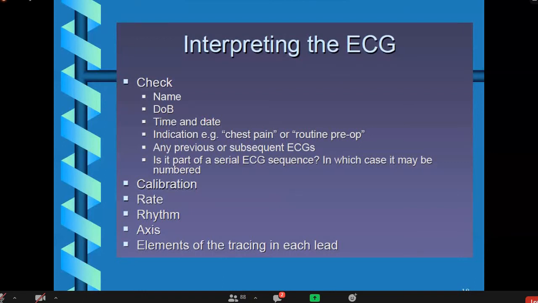So indication should be there. Why has the ECG been ordered? Is it because of chest pain or a routine checkup? Any previous or subsequent ECGs? Minor subtle changes can be recognized by comparing with the old ECG, so always ask about previous or subsequent ECGs. Is it part of a serial ECG sequence, in which case it may be numbered?